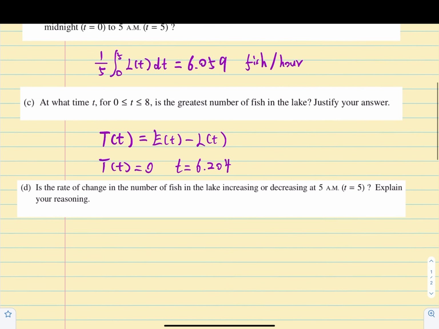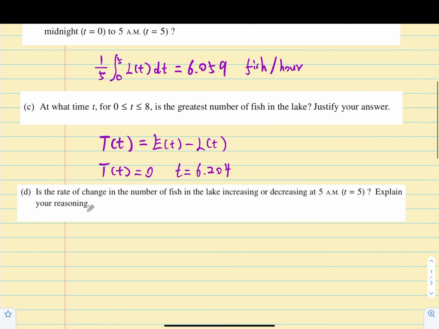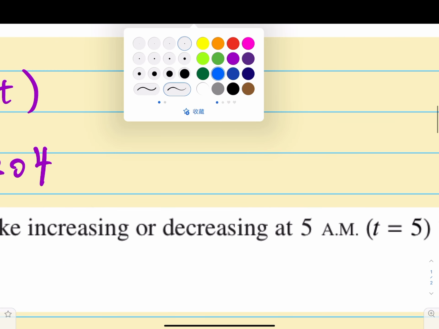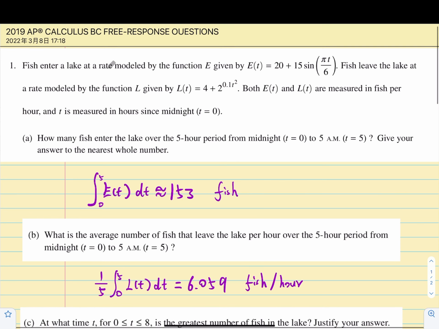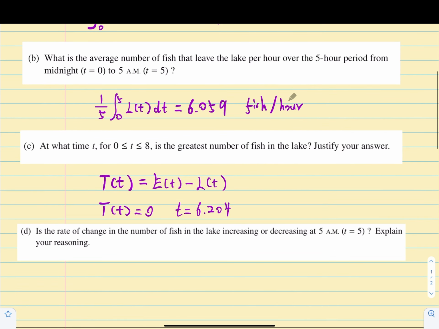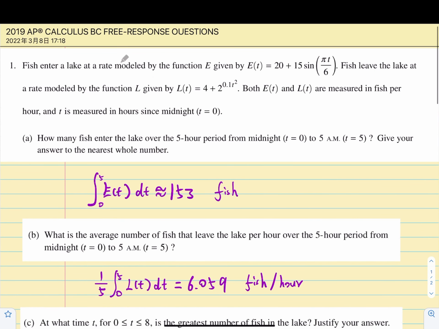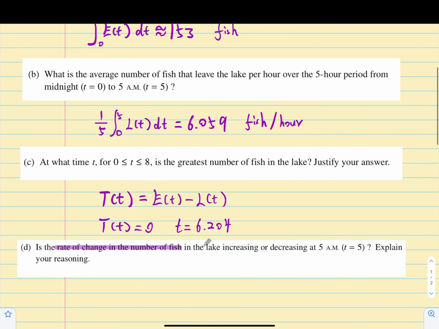Okay, let's finish the last question. The last question, D, asks for the rate of change of the number of fish. Because this one you need to highlight. It doesn't ask for the rate of change of fish entering. It says whether the rate of change in the number of fish in the lake is increasing or decreasing at 5 a.m. The rate of change in the number of fish is not the rate at which fish are entering per hour.